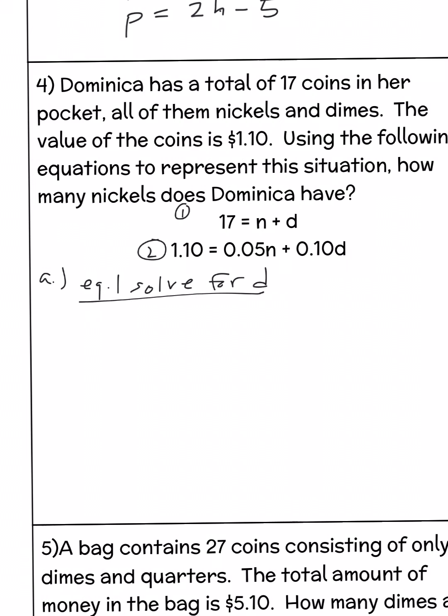So that means I'm going to move n to the other side. So I write 17 minus n equals D, because what I did was subtract this n to this side. Then in part B, I'm going to substitute.